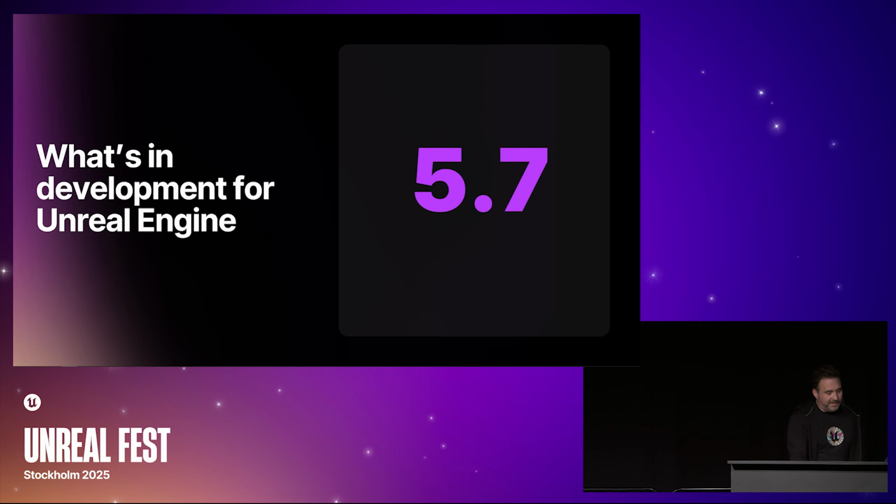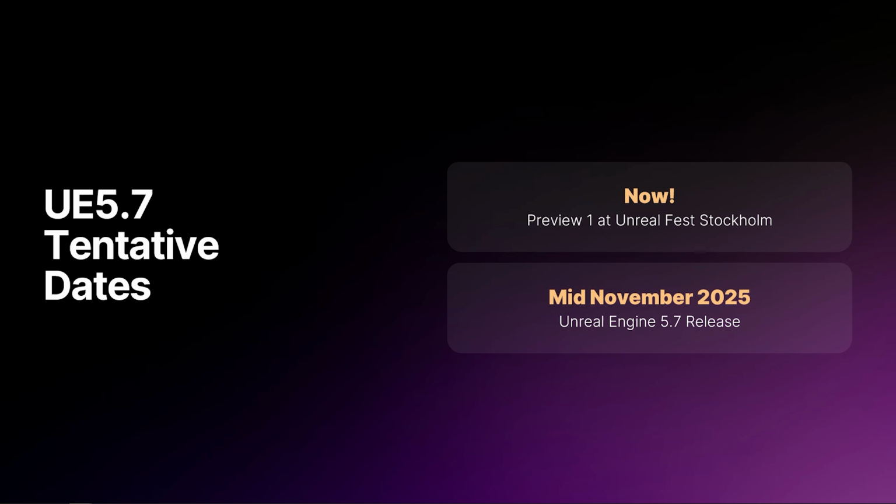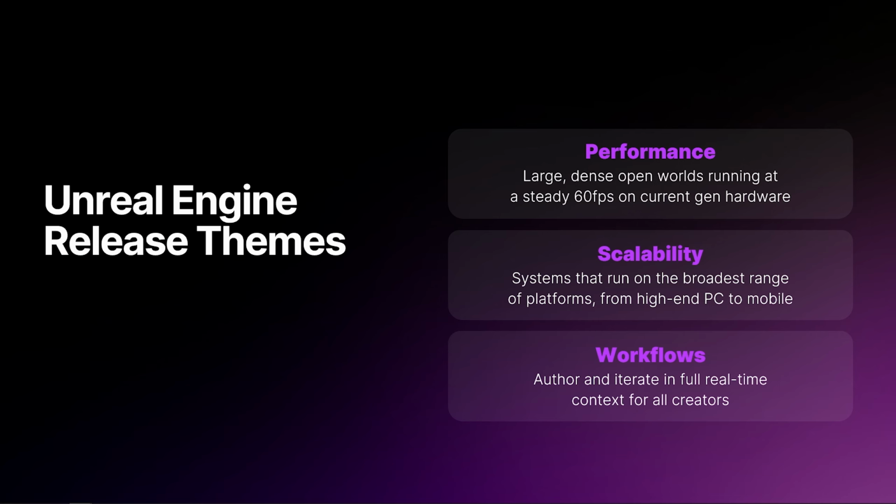So yeah, about 5.7, what's new? So tentative dates, well, we're just in preview, release mid-November. So I think second week-ish of November is currently the plan for the first one. So yeah. And maybe talk about some of the themes. So the themes are kind of similar to maybe 5.6, and I think that's probably a good thing.